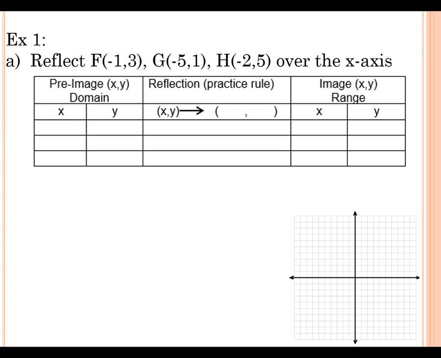Okay. So in class, you were given these 3 points. You were supposed to plot them on this lovely graph. Then using your patty paper, you were going to reflect your shape over the line of reflection to get your new points. So when you did the activity, F, when we flipped it over the x-axis, went to (-1, -3). G, when you flip it over the x-axis, went to (-5, -1). And H, when you flip that over the x-axis, it became (-2, -5).